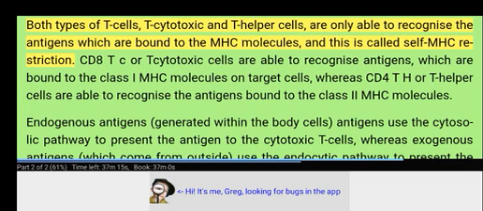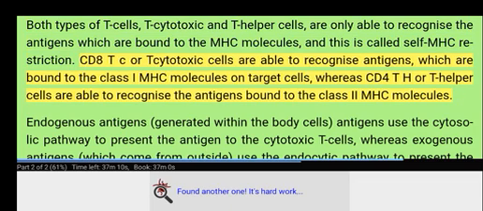Both types of T cells, T cytotoxic and T helper cells, are only able to recognize the antigens which are bound to the MHC molecules, and this is called self-MHC restriction. CD8 TC or cytotoxic cells are able to recognize antigens which are bound to the class 1 MHC molecules on target cells, whereas CD4 TH or T helper cells are able to recognize the antigens bound to the class 2 MHC molecules.